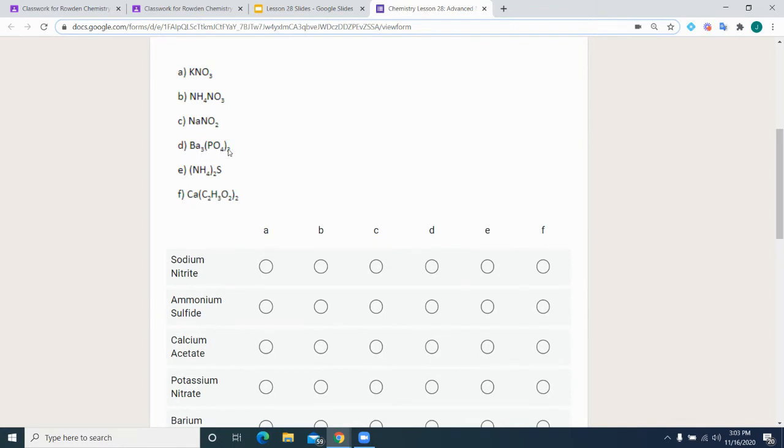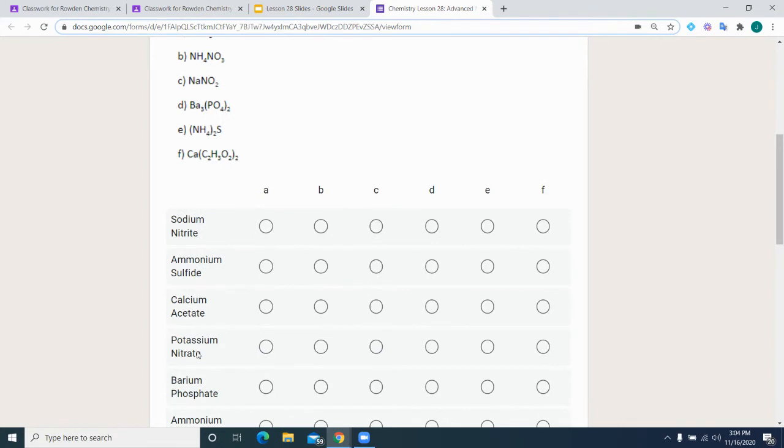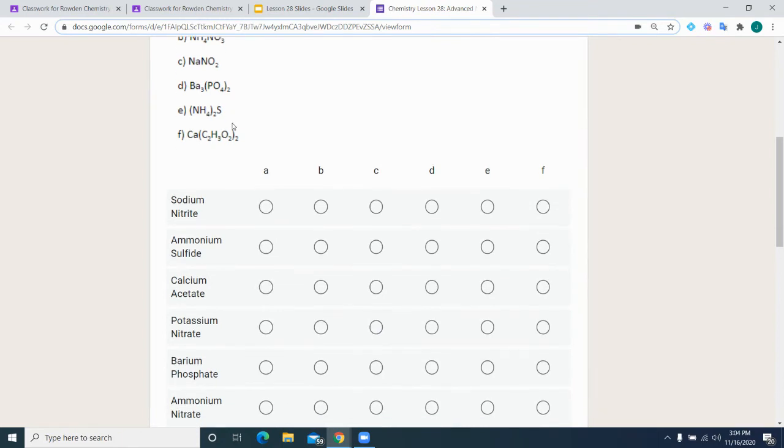Ba3(PO4)2. Why are there 3 and why are there 2? Well, this is because barium has a +2 charge, and this phosphate has a -3 charge. That's why it takes 3 and 2 to balance it out. So we come up with barium phosphate. NH4, remember, is called ammonium with a +1 charge, so it takes 2 of them to balance out the -2 charge that we get from sulfur. Since sulfur is ending it, you have to end it with an ide. So ammonium sulfide.